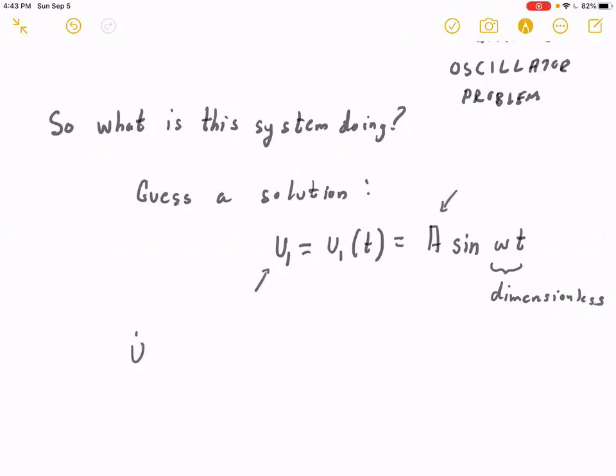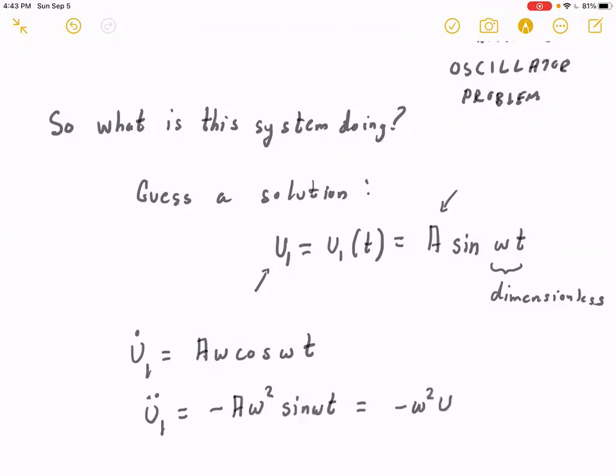So if we use this guess solution, we can discover that the first derivative of u sub 1 with respect to time is just A omega cosine omega t. The second derivative of u sub 1 with respect to time is minus A omega squared sine omega t. But that's simply minus omega squared times u sub 1.